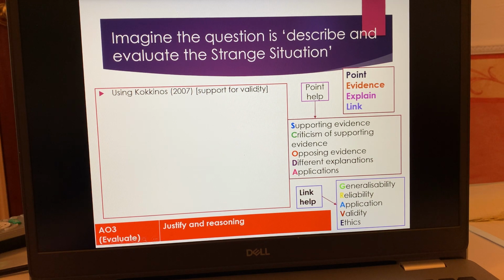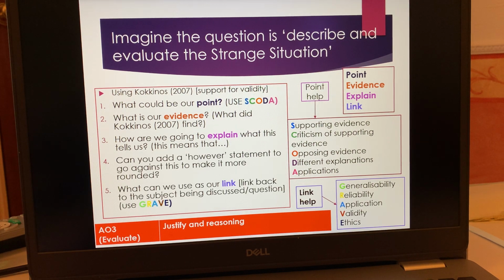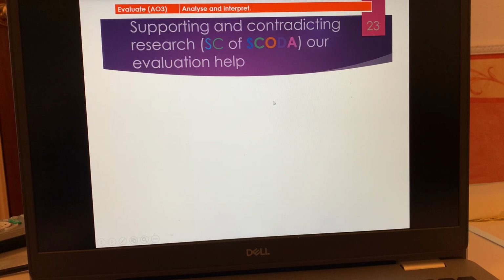Support for validity then would look a little bit something like this. So using research by Kokkinos, I think that's his name, what a great name. Our point, our evidence, explain, however statement and link. So if you want to structure that now, pause this and do that. You can then move on to looking at Bick and Takahashi and then boosting it if you want to look for those higher grades.